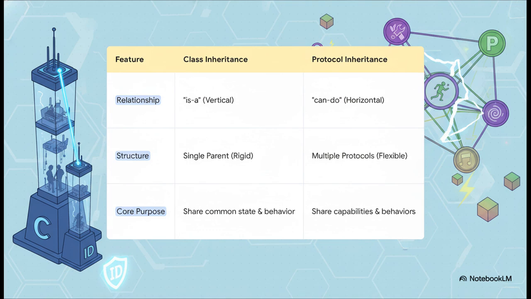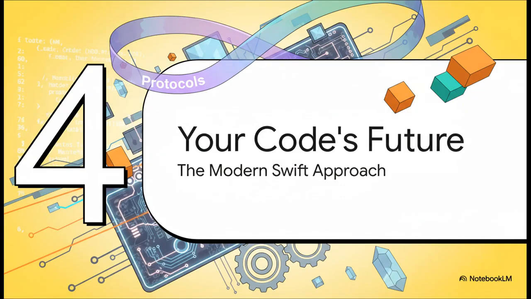Class inheritance. That's your vertical is-a relationship. It's a rigid structure, and it's built to share both data and behavior. Protocol inheritance. That's all about the horizontal can-do relationship. It's flexible, and it's all about sharing capabilities. When you really boil it down, it's a choice between identity versus ability. So what does this all mean for the code you're writing? Like, right now. Let's talk about the modern Swift approach and how you should be thinking about this to build code that lasts.